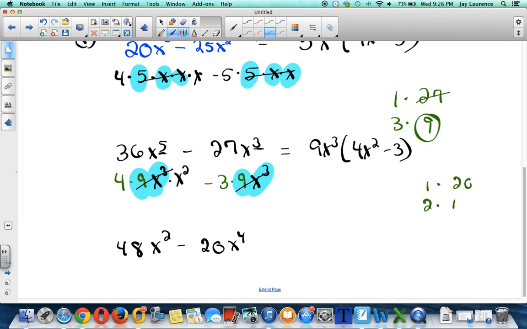Okay, 2 and 10, 4 and 5. And notice I list them in order. They kind of converge toward a middle. This way I don't miss any.